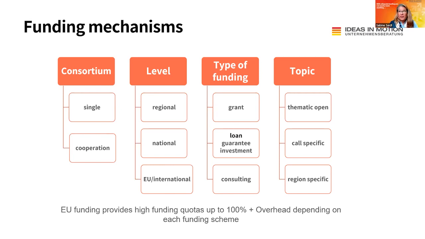Everybody knows that, but I want to mention it again, that EU funding schemes provide in most cases very high funding quotas, up to 100% plus overhead, but it depends on the funding scheme. In Horizon Europe, for example, the innovation funding scheme, because it's nearer to the market, has 70% plus overhead. But you can see that all in the funding guidelines, depending on each call.